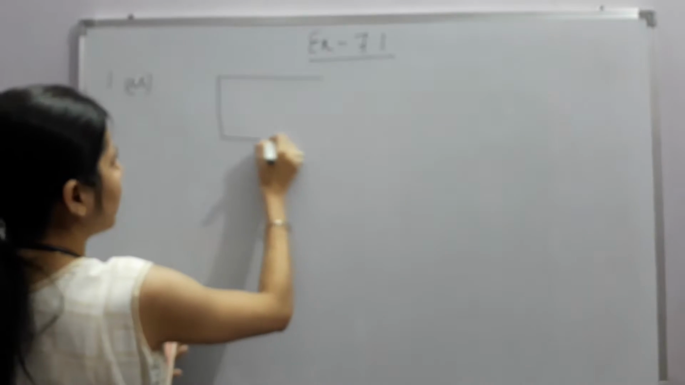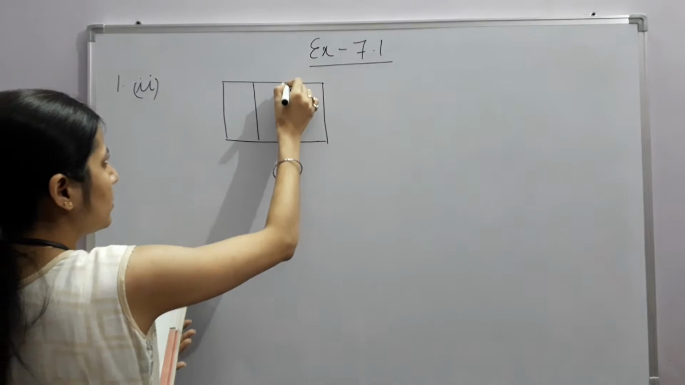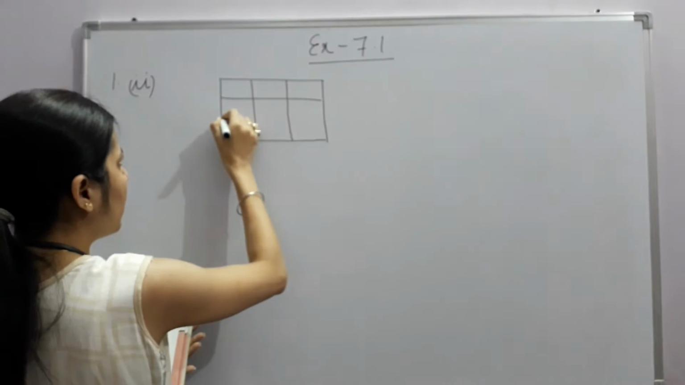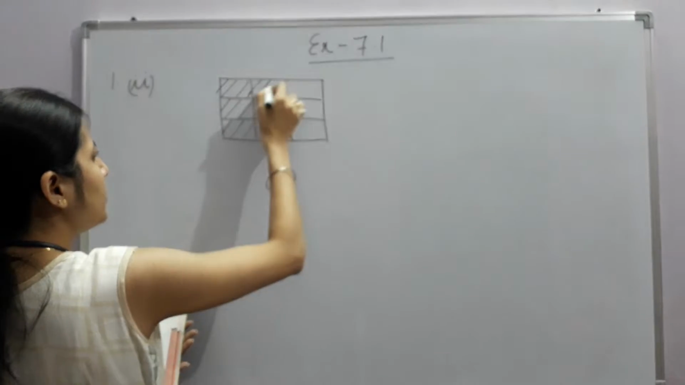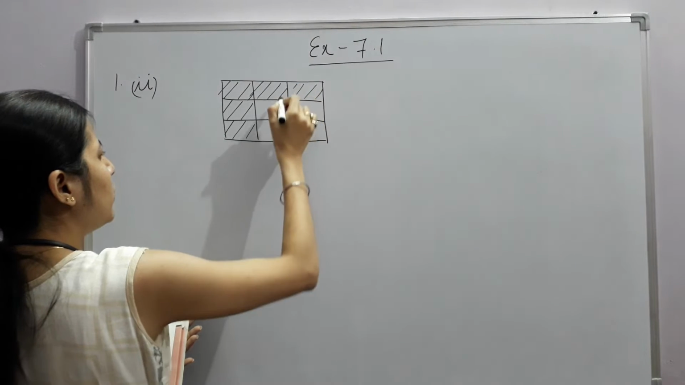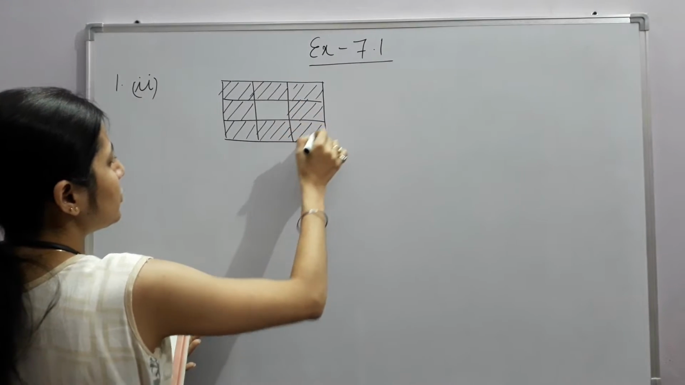This is a rectangle and they have divided it into 9 parts. All the parts are shaded except one part. So you have to represent it in the form of a fraction. What we will do is just count the total number of parts: 1, 2, 3, 4, 5, 6, 7, 8, 9.